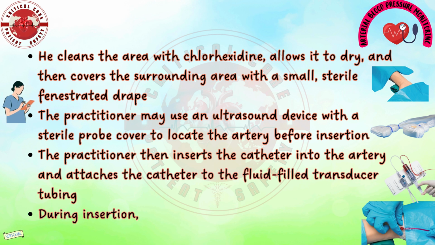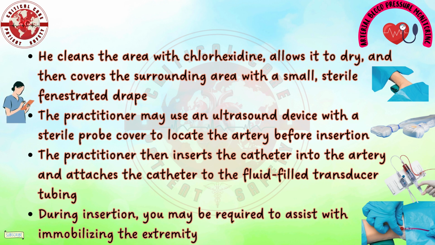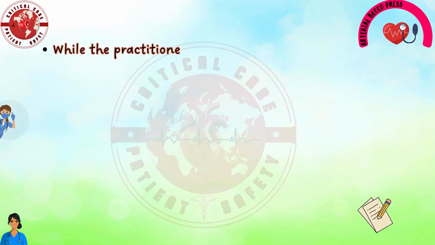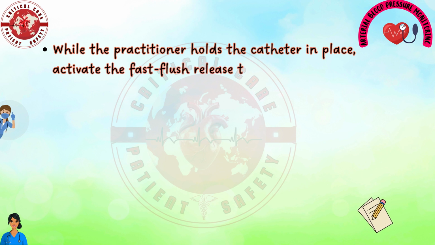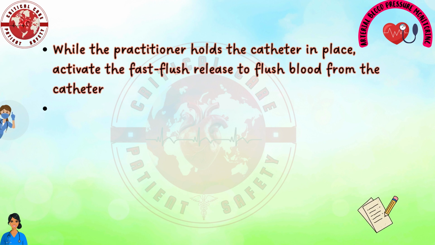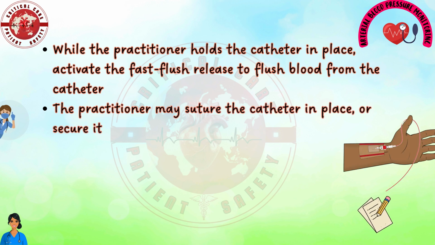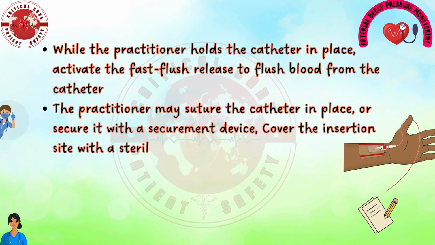During insertion, you may be required to assist with immobilizing the extremity and preparing the skin. While the practitioner holds the catheter in place, activate the fast flush release to flush blood from the catheter. The practitioner may suture the catheter in place, or secure it with a securement device. Cover the insertion site with a sterile occlusive dressing.